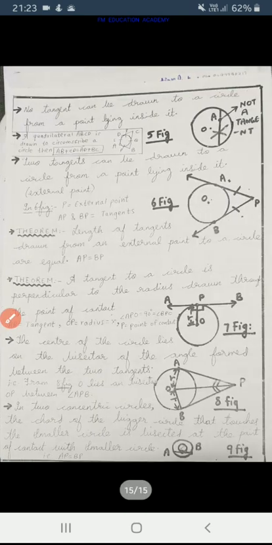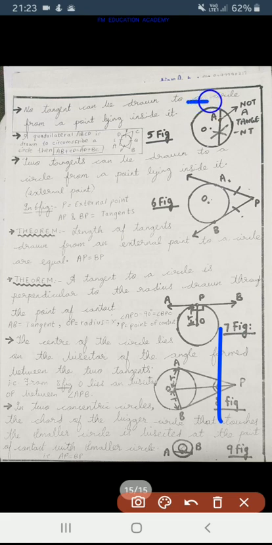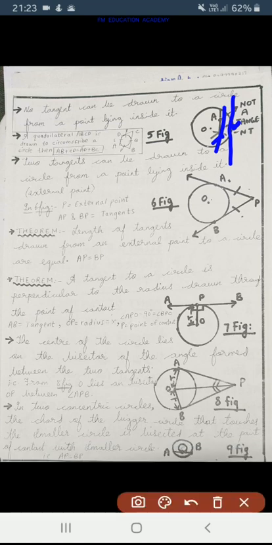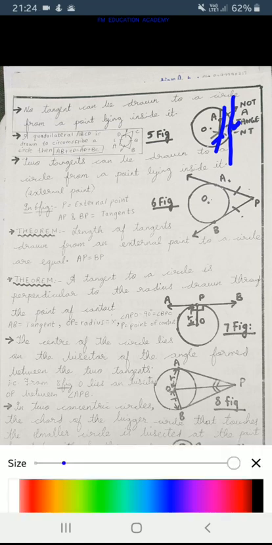Okay, and then you have no tangent can be drawn to a circle from a point lying inside it. That is, if a point is lying inside, you cannot draw a tangent. Tangent is always drawn outside and it touches the circle at one point. Okay, then you have, if a quadrilateral ABCD is drawn to circumscribe a circle, then we have AB plus CD is equals to AD plus BC. This concept is deleted for you.